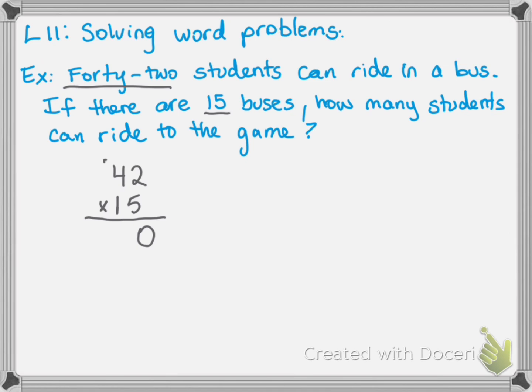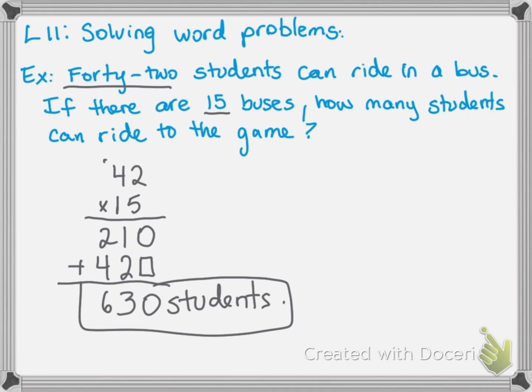5 times 2 is 10 and 5 times 4 is 20, so plus 1, 21. Then we leave the space and 1 times 2 is 2 and 1 times 4 is 4. So we add that and the answer is 630 students.